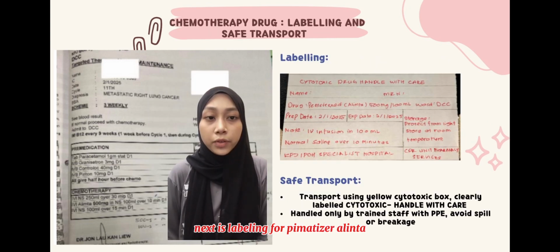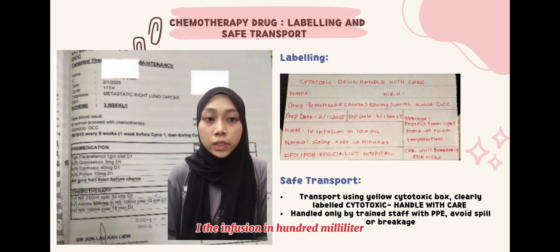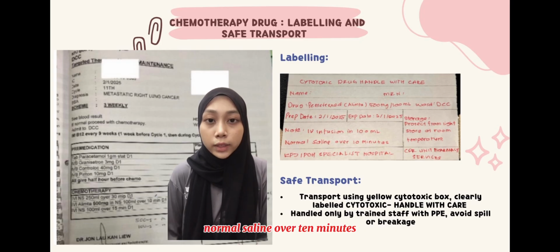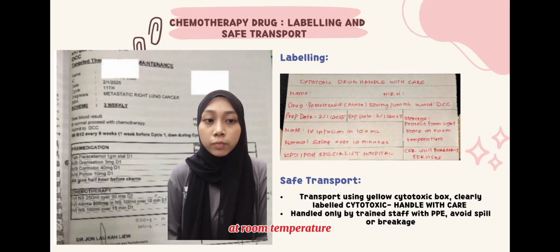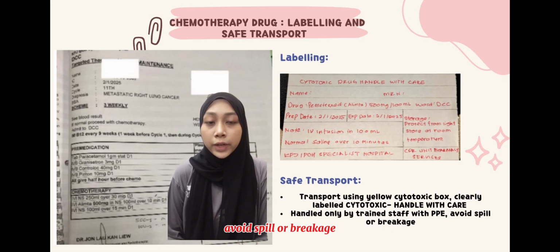Next is labeling for pemetrexed Alimta 500 mg per 100 ml. The label should have a cytotoxic drug, handle with care, and notes IV infusion in 100 ml normal saline over 10 minutes. Storage is protect from light and store at room temperature. Safe transport: transport using a yellow cytotoxic box, clearly labeled cytotoxic, handle with care. And next, handled only by trained staff with PPE, avoid spill or breakage.